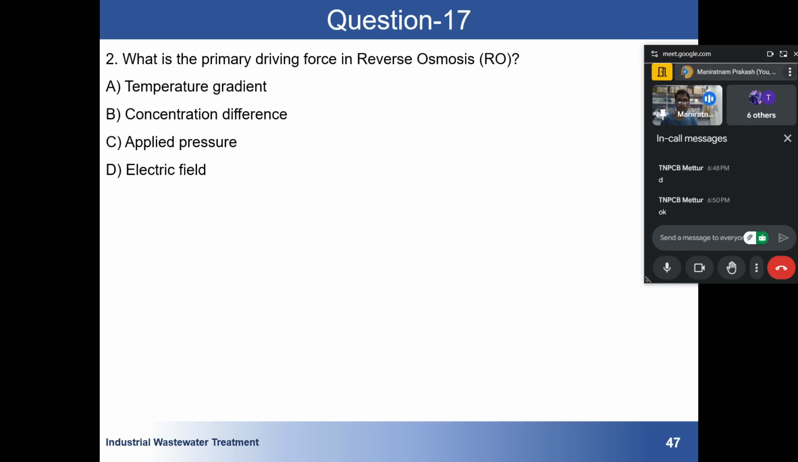What is the primary driving force in reverse osmosis? I have discussed many details about reverse osmosis. I think everyone should be able to answer this. What is the primary driving force in reverse osmosis? D won't be the answer, that is for sure. Then temperature gradient does not play any role. Out of B and C, concentration difference or applied pressure?